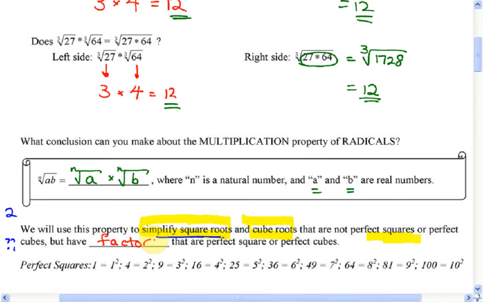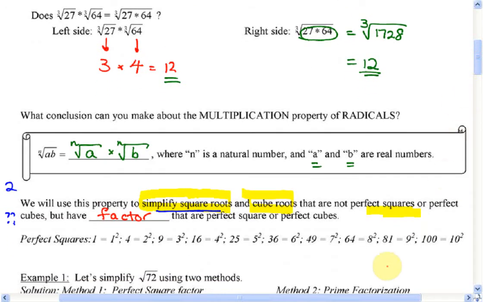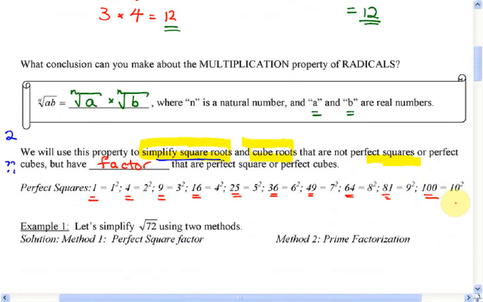Now, I've given you this perfect square chart or table again. I did this with you last day. I asked you to memorize some of these perfect squares, and I'm going to ask you to memorize them again. I hope you know these ones at least: 1, 4, 9, 16, 25, 36, 49, 64, 81, and 100. I hope you actually have those memorized, because I'm going to show you how we're going to use those perfect squares to help us simplify. Here's example number 1.